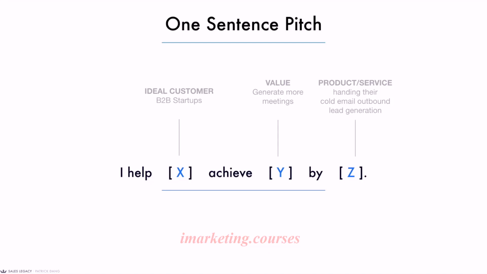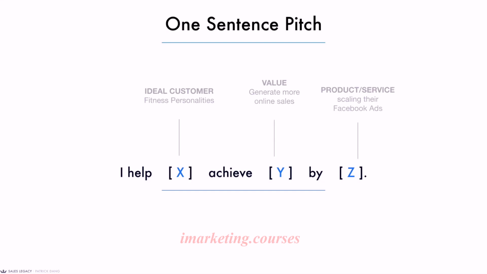And it's very simple, right? Know who you're selling your product or service to, understand what value you're generating for that customer, and how exactly you're doing that in terms of what product or service you're trying to sell. Okay, some more examples so you get a better understanding of how this works. I help fitness personalities generate more online sales by scaling their Facebook ads, right?